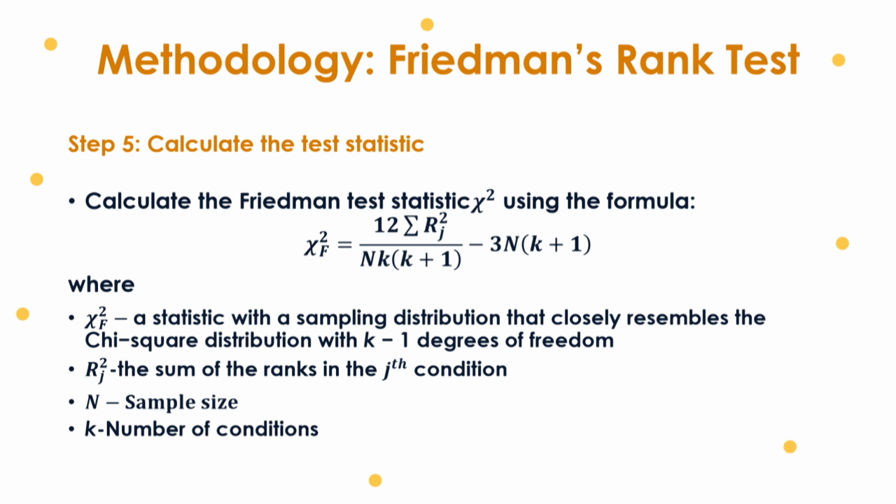And what is Rj squared? Rj squared is the sum of ranks in the jth condition, and N is the overall sample size we use in our data, and K is the number of conditions, like 3 groups or 4 groups, that represents the K.